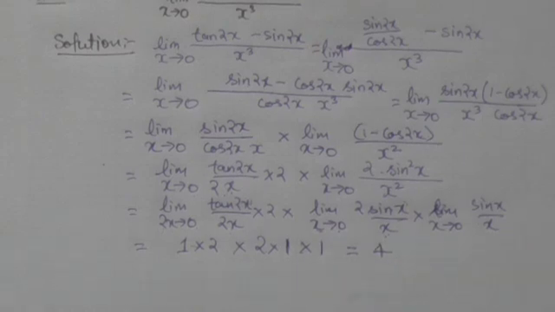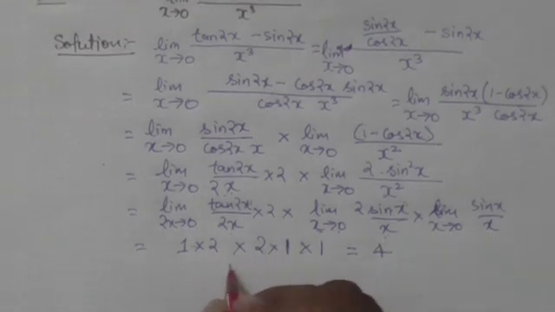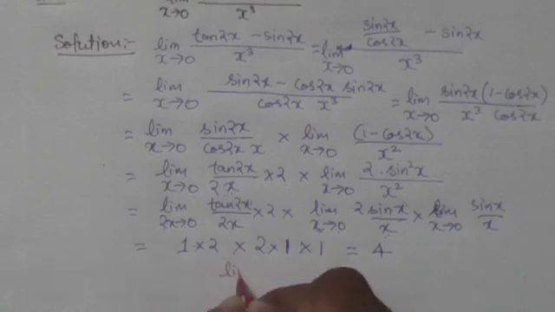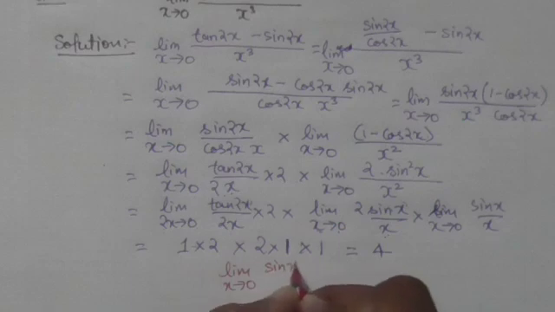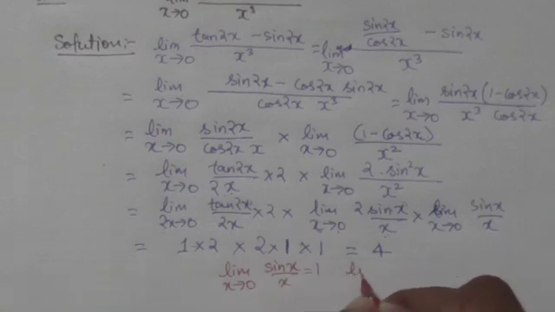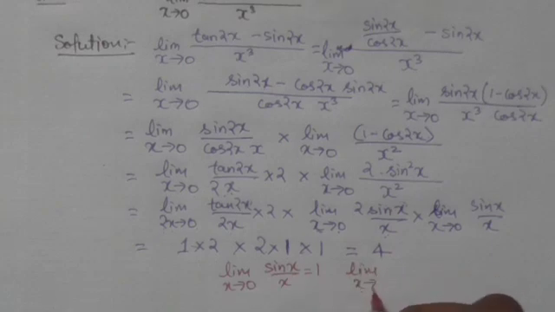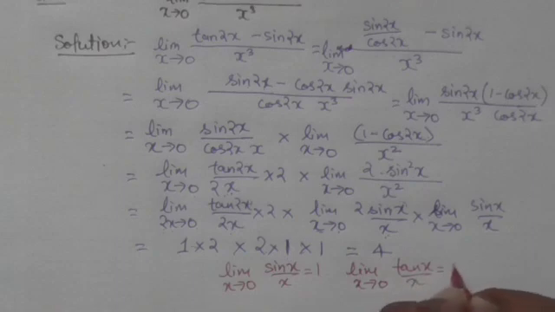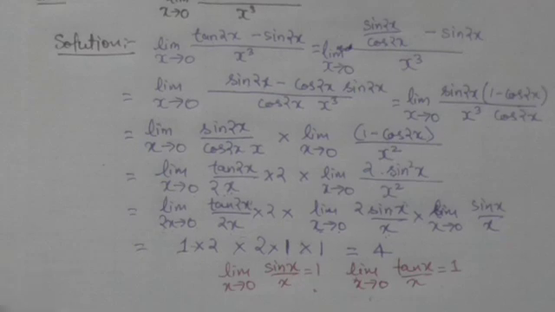So here we have used this theorem. What is that? Limit x tends to 0 sin x upon x is equal to 1, and limit x tends to 0 tan x upon x is equal to 1. So here we have used these two theorems.